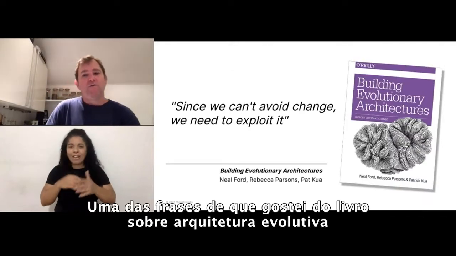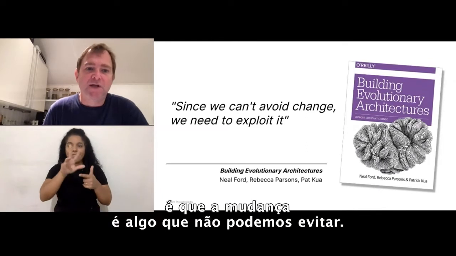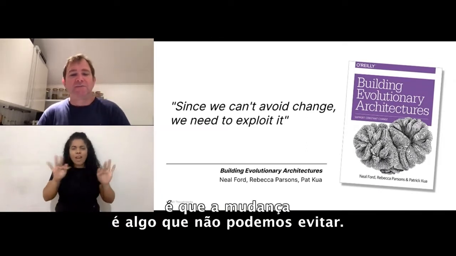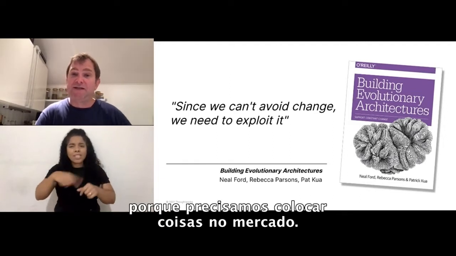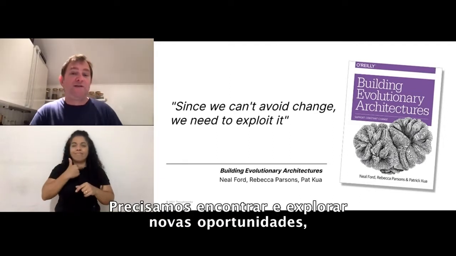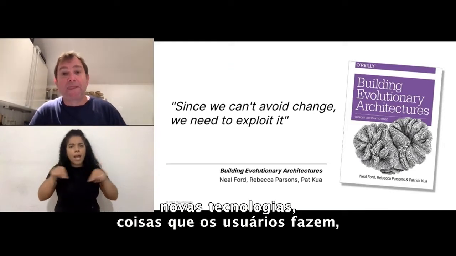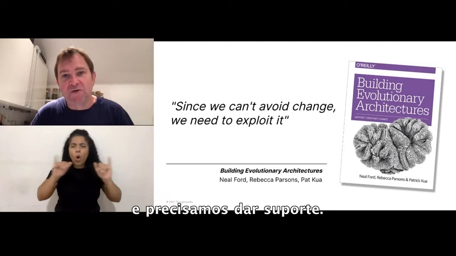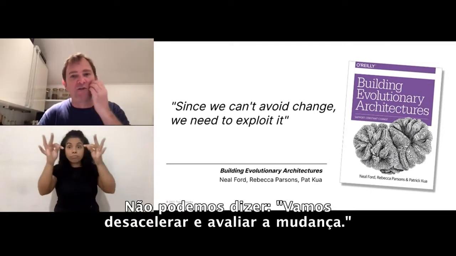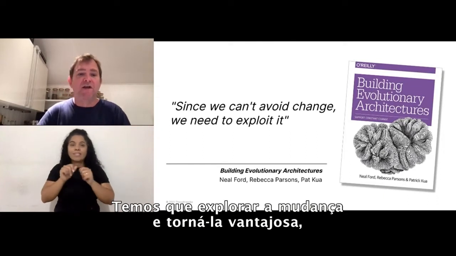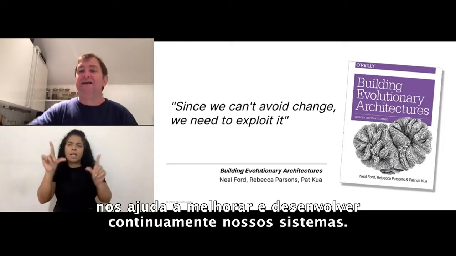And one of the phrases that I like from the Evolutionary Architectures book is that change is something we can't avoid. Our organizations need to be able to change because we need to get things to market quickly. We need to find new opportunities, exploit new opportunities, look at new technologies, things that users are doing that we need to support. So we can't say let's slow down change and let's ignore the change, but we need to exploit it. We need to use change as an advantage, as something that, again, is helping us to continually improve and evolve our systems.